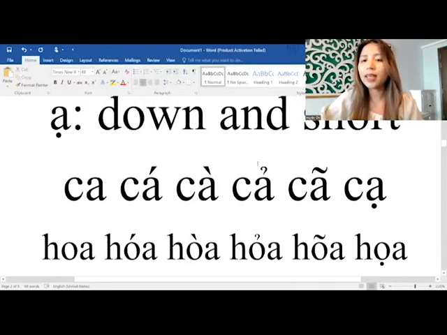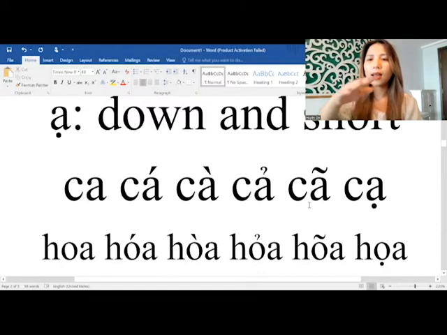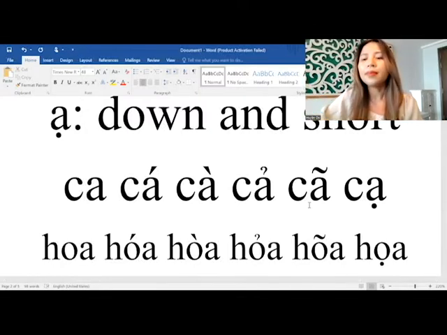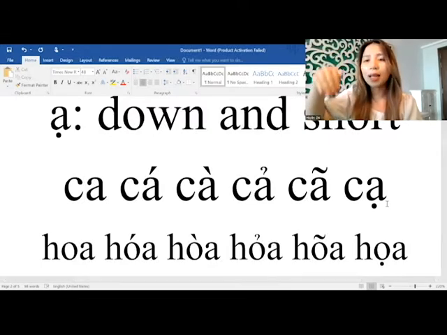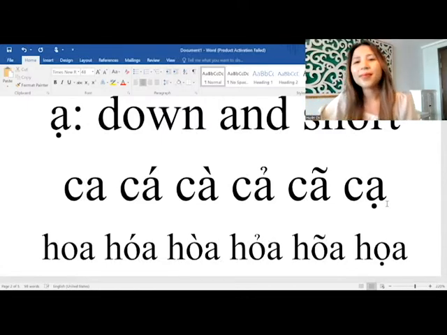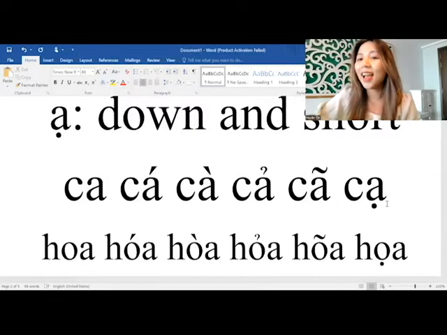The next one, these two are very similar. So I say ka, ka. And the last one, we say very short and very down. Ka, ka. How is it? Very thirsty, right? I need a bit of water.